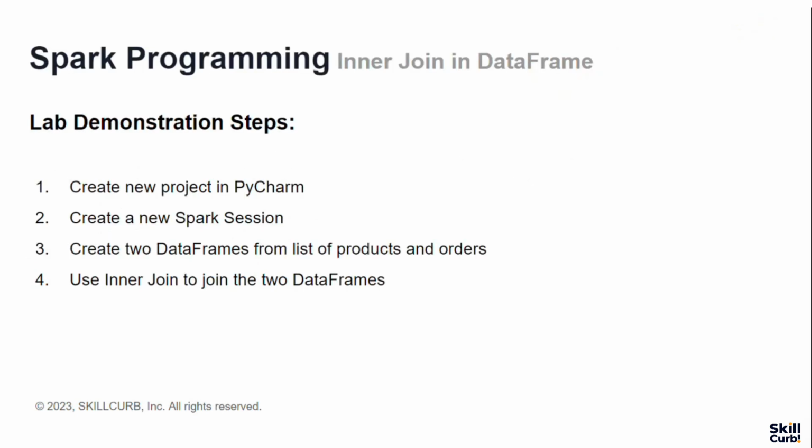In this video, you will learn how to use inner join to join two data frames, and for that we will first create a new project in PyCharm. Then we are going to create a new Spark session. After that we will create two data frames from the list of products and list of orders, and after that we will use the inner join to join the two data frames by defining a suitable join expression.